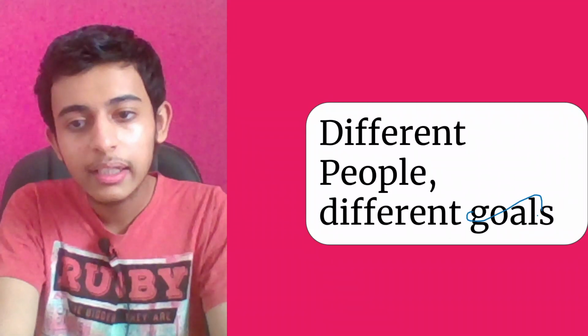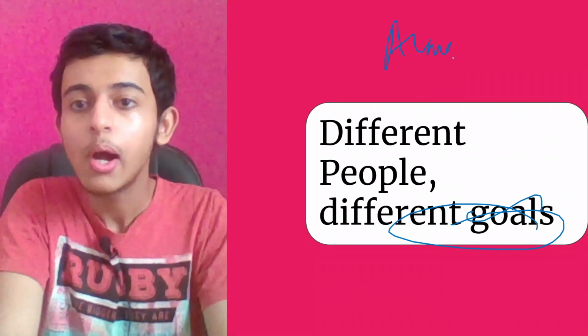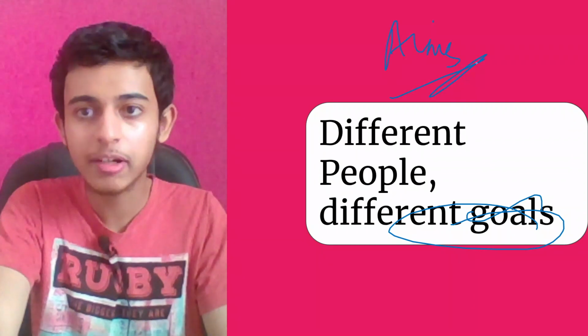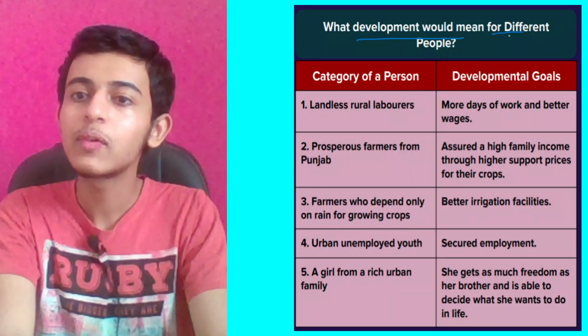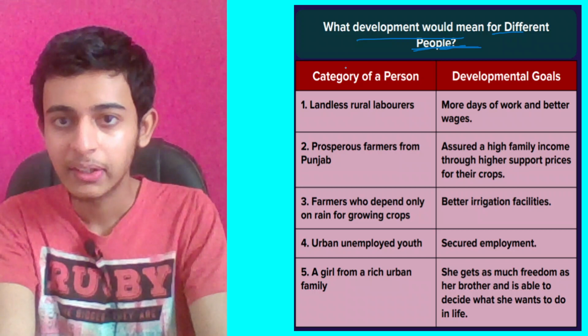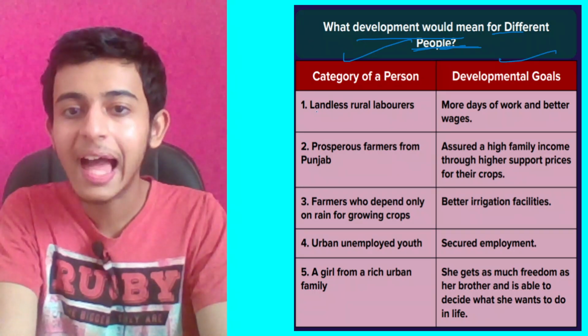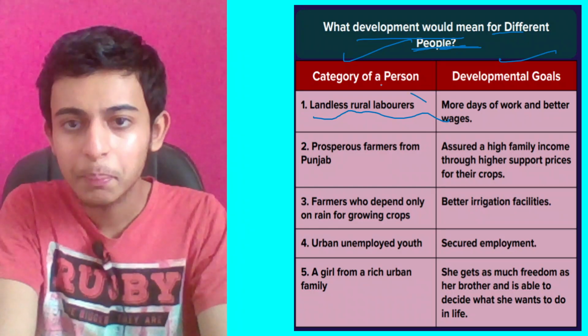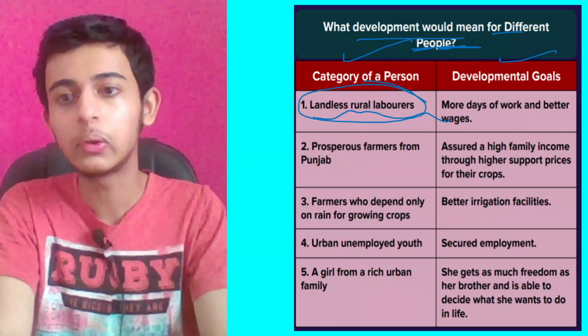अब लोग अलग अलग हैं तो उनके गोल्स अलग अलग होंगे, उनके एम्स अलग अलग होंगे. वॉट एवर दे वॉन्ट टू अचीव विल बी डिफरेंट. बट कैसे डिफरेंट है, लेट्स अंडरस्टैंड दैट. What development would mean for different people, category of a person and the developmental goals. अगर मैं बात करूँ लैंडलेस रूरल लेबरर्स, तो बहुत गरीब मजदूर हैं जिनके पास लैंड नहीं है, तो उनका क्या होगा गोल? व्हाट डू यू थिंक?